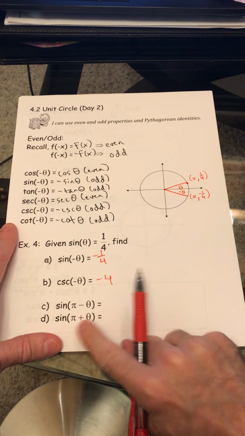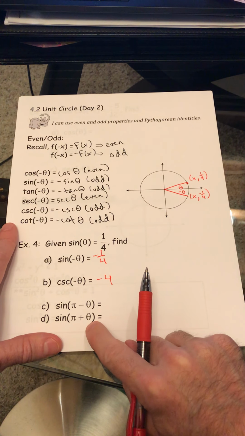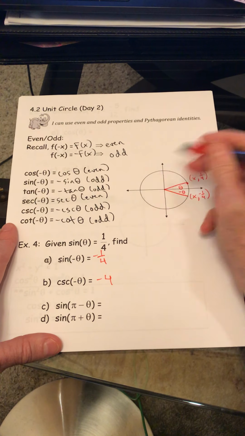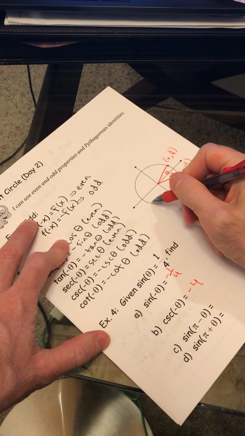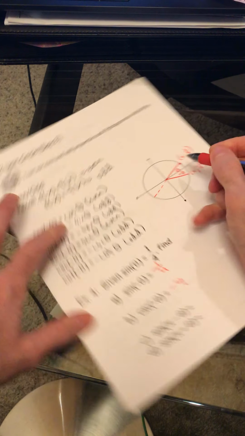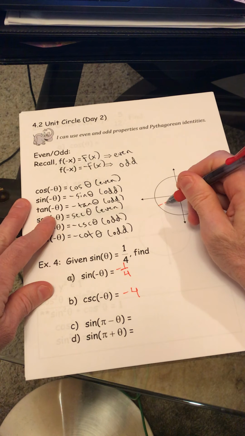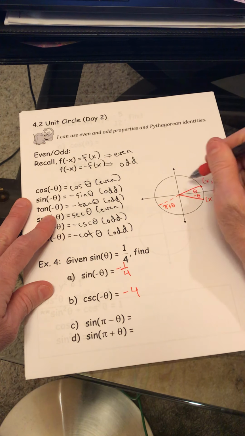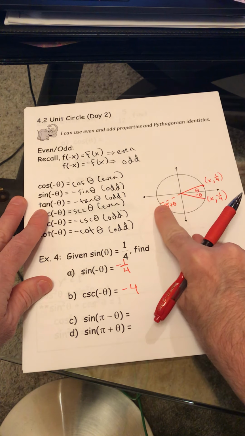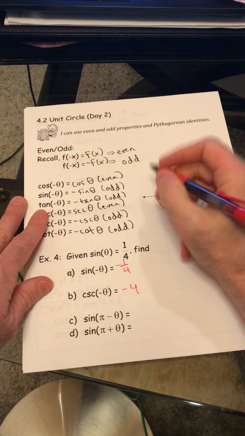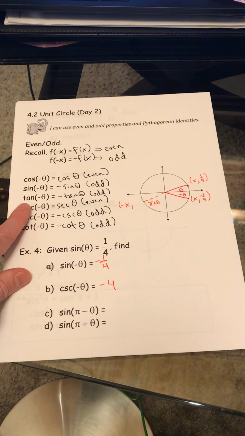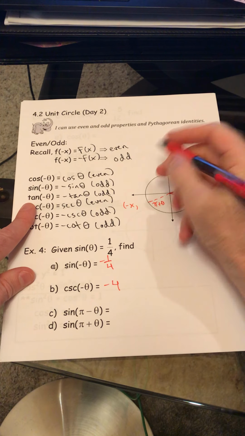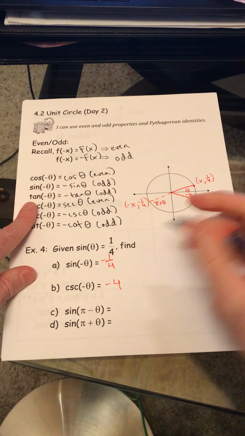Sine of pi plus theta. Basically that would be saying here's theta. If I add pi, that's half the circle. So right here is pi plus theta. Over here, our x value, which we don't know, is negative, and our y value directly across is also negative.